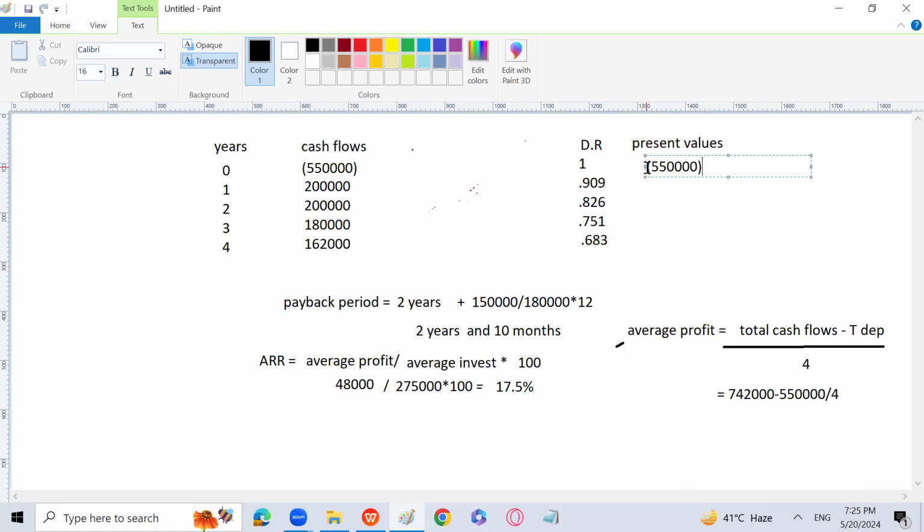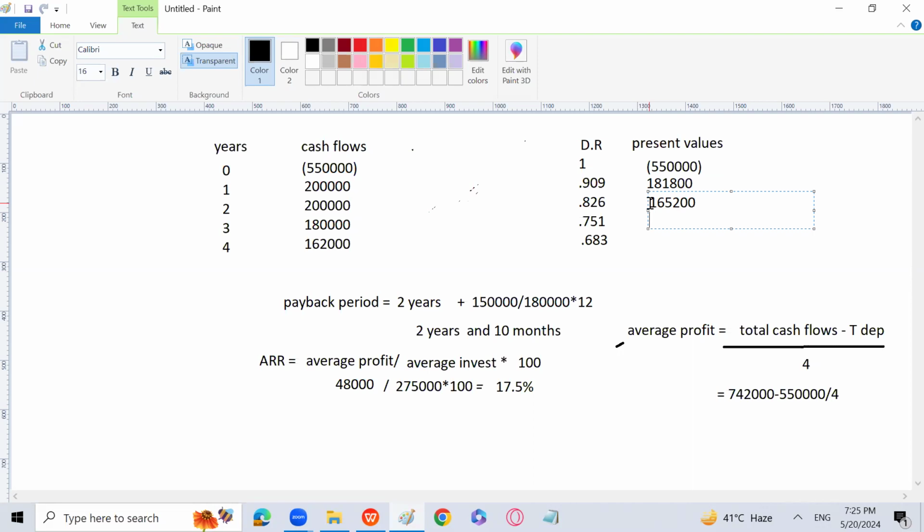So Ali, can you please do the second one, 2 lakh multiplied by 0.909. What is the amount? 181,800. Thank you. Then next is going to be 2 lakh multiplied by 0.826. 2 lakh into 0.826, 165,200. Thank you. Next is going to be 180. 165,200. Yes, I got it.